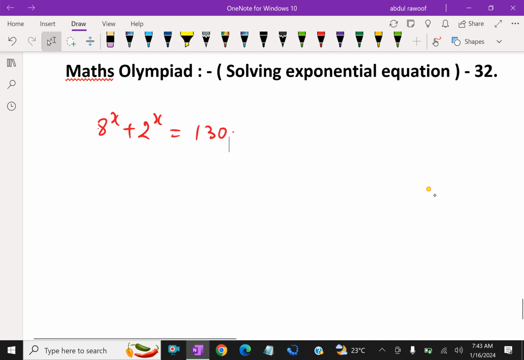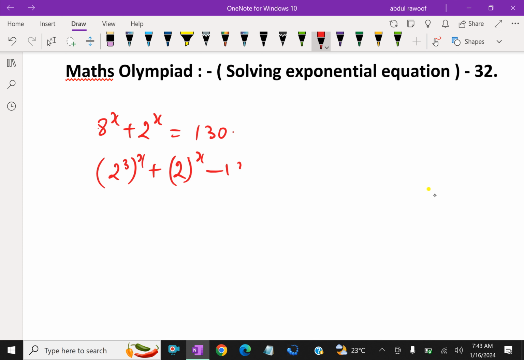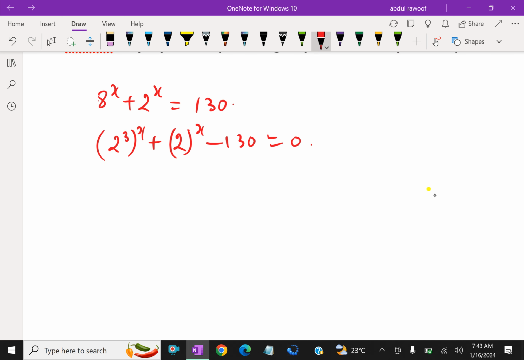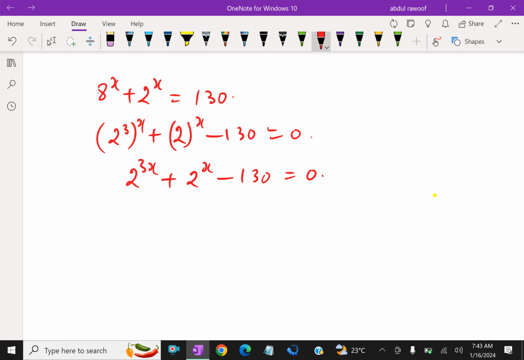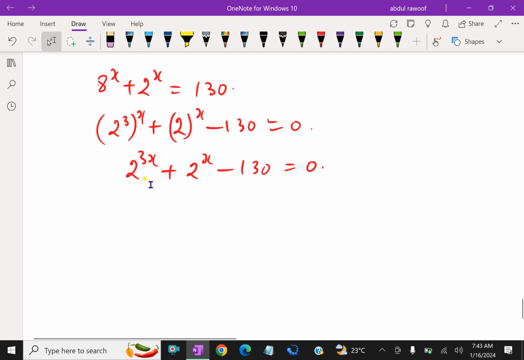We can write this as 8 can be expressed as 2 cube power x and 2 power x minus 130 equal 0. Now further we can write 2 power 3 into x is 3x, 2 power x minus 130 equal 0. Here this is exponential in terms of 2 power x.